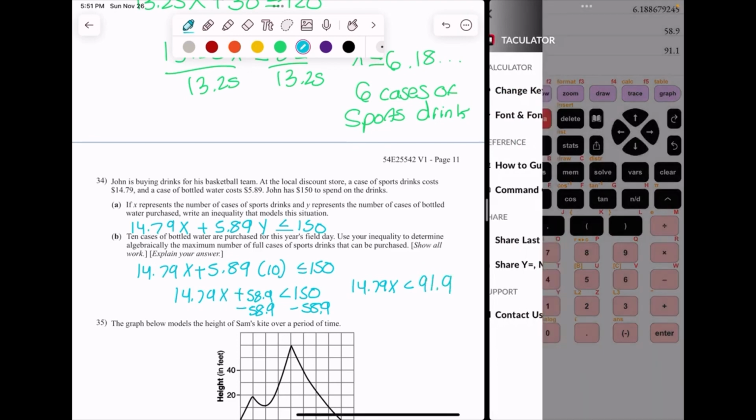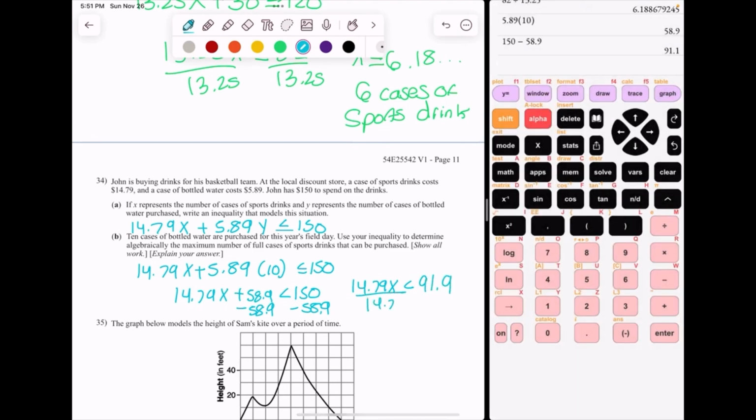Divided by the price of each case of sports drinks, divided by 14.79, and we get x is less than 6.159... Oh, I should have put less than or equal to, yes. And the full cases that can be bought are 6. 6 cases of drink.